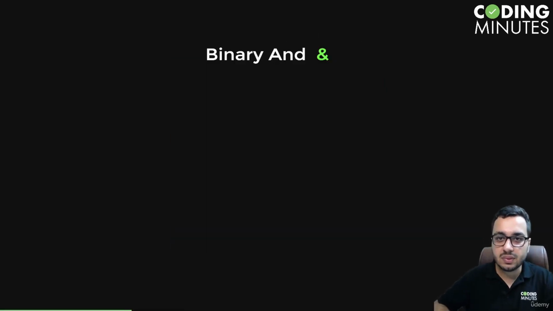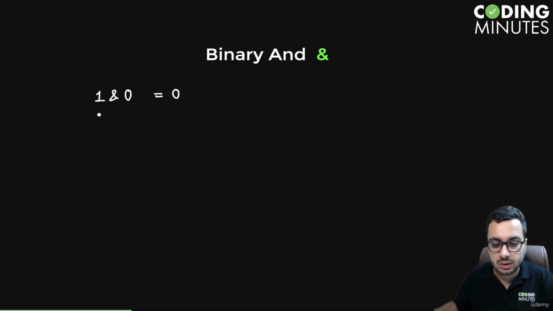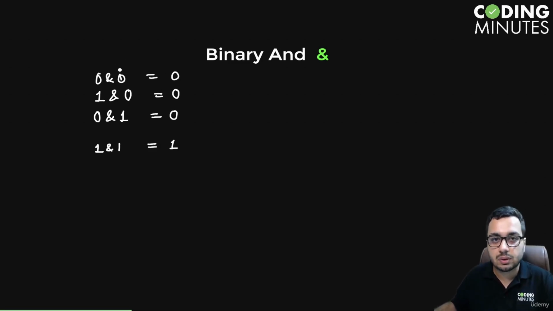The first one is binary AND. AND has very simple rules. Let's say you have two bits, one bit is 1 and the other bit is 0. If you do AND with a 0, it is going to give you a result of 0. Similarly, 0 and 1 gives 0, and only when both the bits are set will you get a result of 1. 0 and 0 is also 0. So anything ANDed with 0 gives you a 0 bit. These are the simple rules of AND.